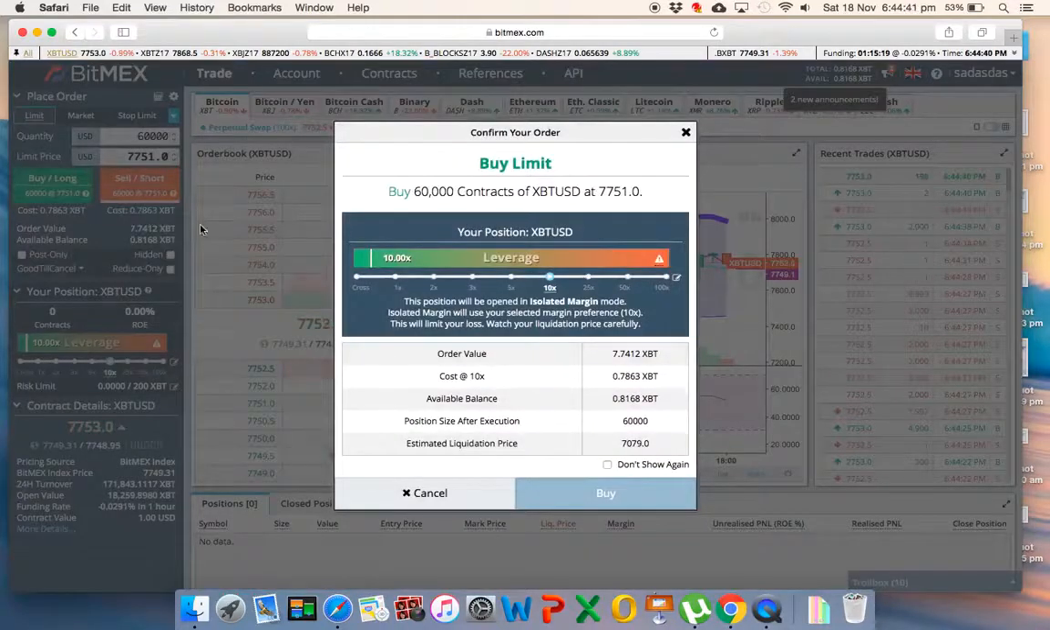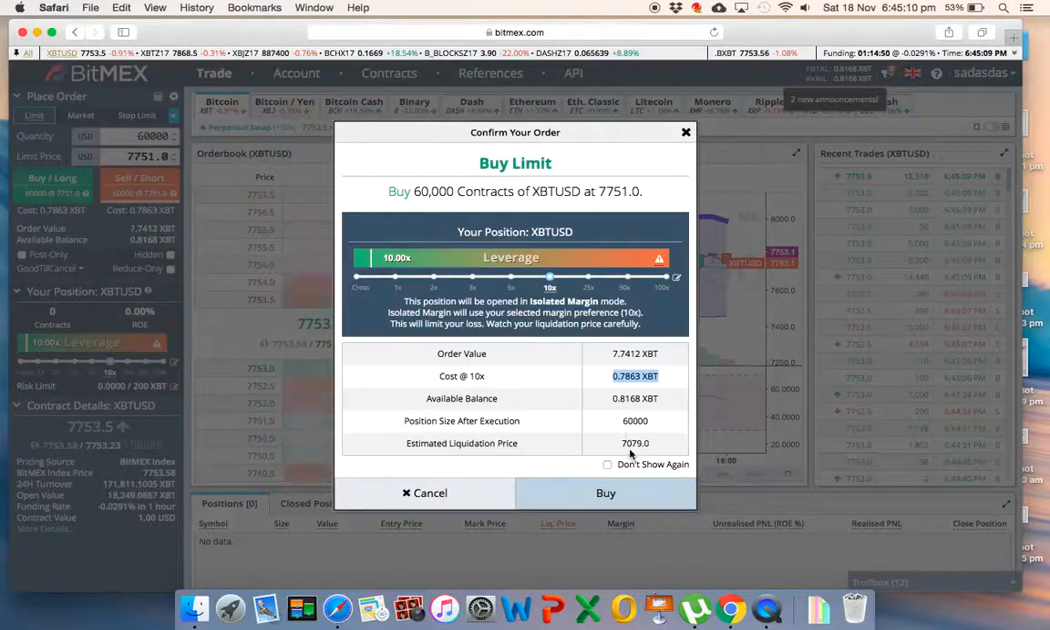So what happens is after you buy, you can see that the leverage is 10 times based on what I've assigned earlier on, and the order value is 7.7 Bitcoin, which is around 60,000 USD. And also, the cost for this transaction is 0.7863. So basically, using around 0.7 Bitcoin, I can actually purchase a contract of up to 7 to 8 Bitcoin if I leverage 10 times.